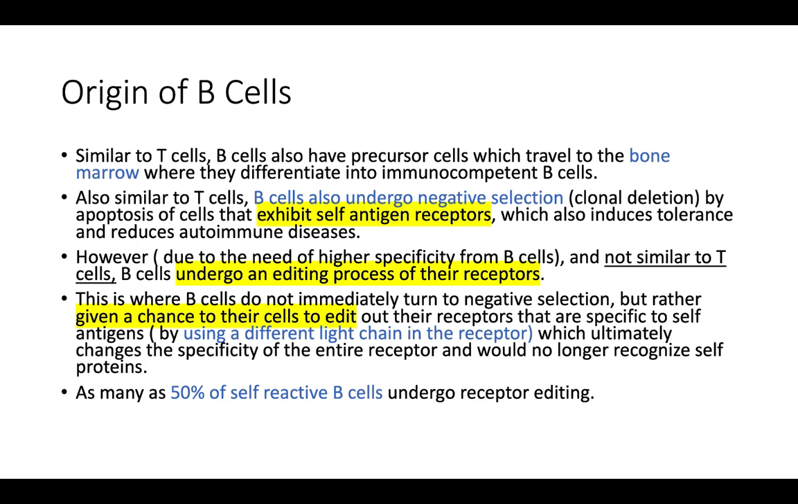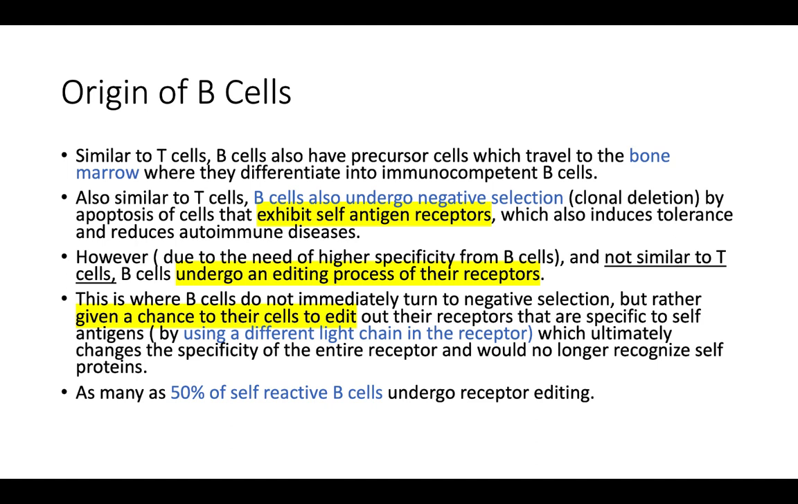I give it a chance to rearrange its DNA. As we said, the idea is that you have, for example, 30 genes of gene 1 and 40 of gene 2, whatever of gene 3. So I give it time to take another chance to see if it will not react a second time. This gives me more diversity of the B cell receptor. So this is where B cells do not immediately turn to negative selection. They give them a chance to edit. If they edit and they still react to self, then they are deleted and undergo negative selection.